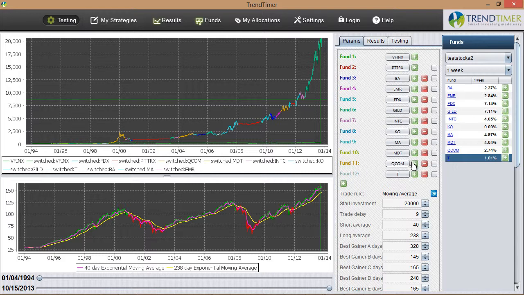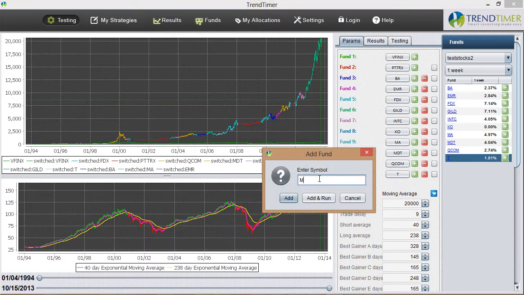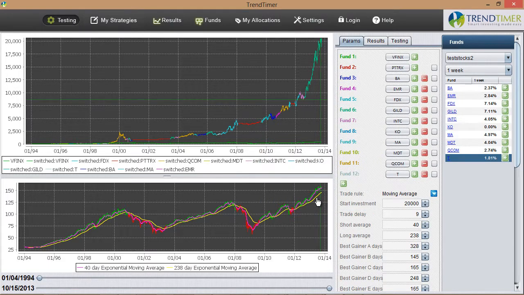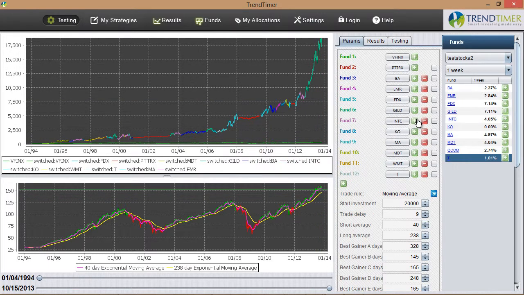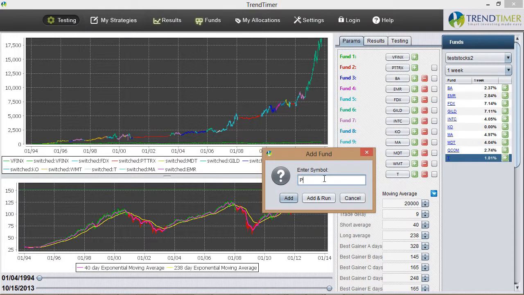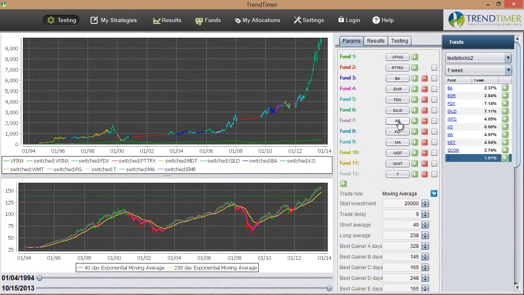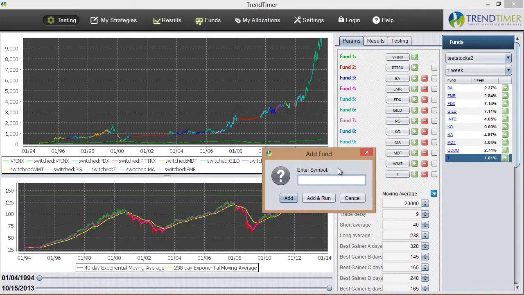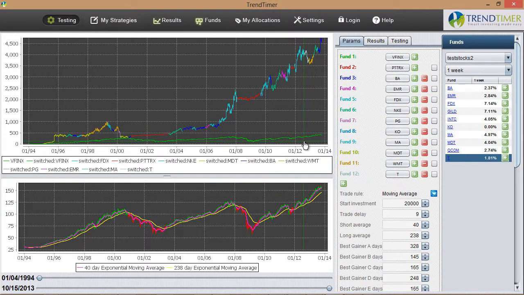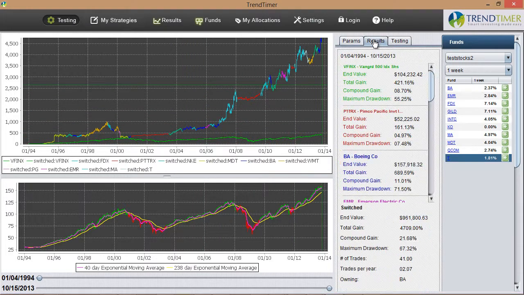And so let's replace Qualcomm with, how about Walmart? And let's replace Intel with Procter & Gamble. And let's replace Gilead Sciences with Nike. So you can see every time I substitute in a different stock, the graph changes somewhat, but we still have a good result. Let's visit the Results tab again to see how we did.